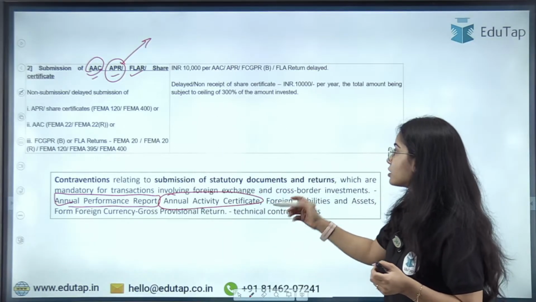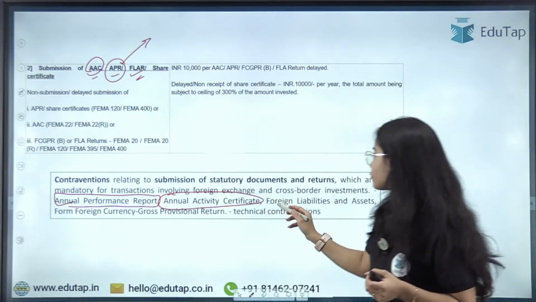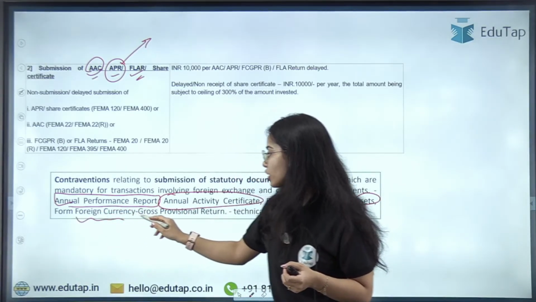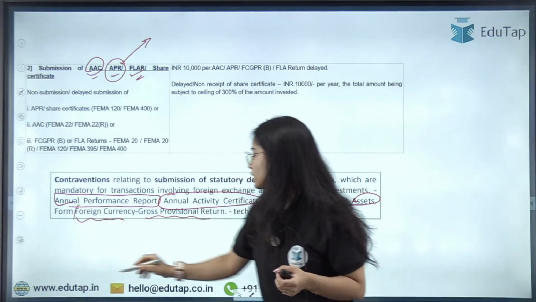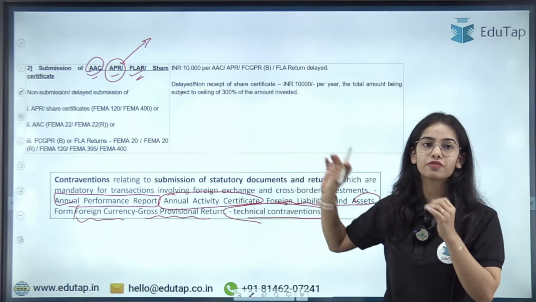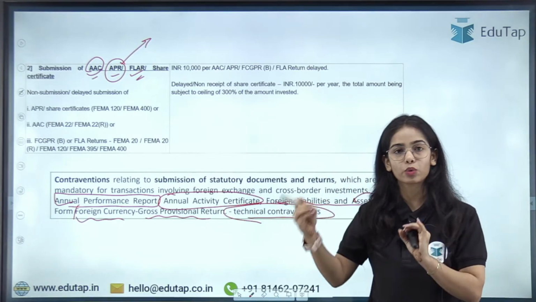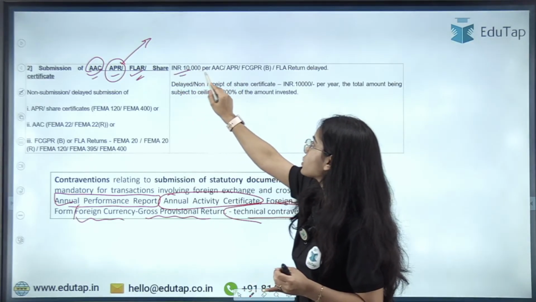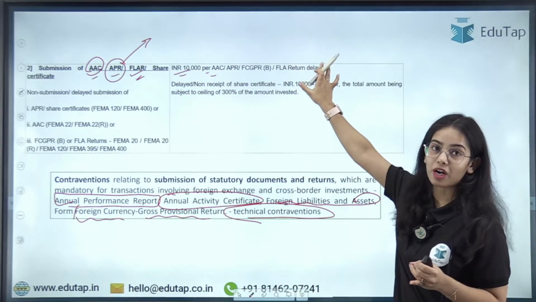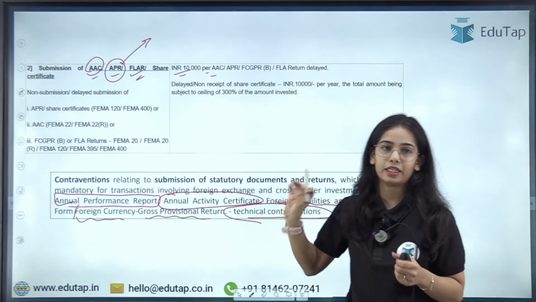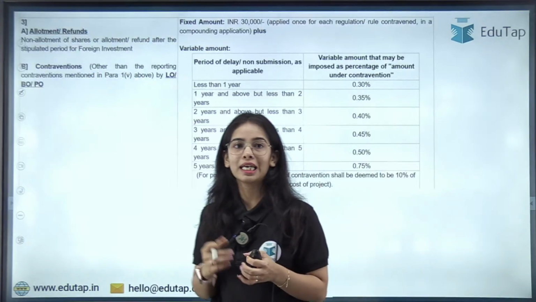Okay. Then the FLAR is the foreign liabilities and assets return. Then there is the foreign currency gross provisional returns. So these are the technical contraventions, where you have not done the submission of particular documents. Okay. And here you have to pay INR 10,000 per contravention that you have done, or for the returns or the documents that you have delayed. This is the idea. So this is another kind of contravention that can happen.